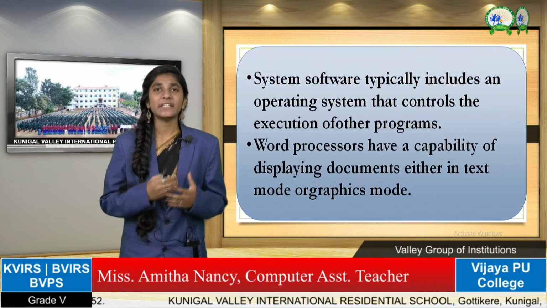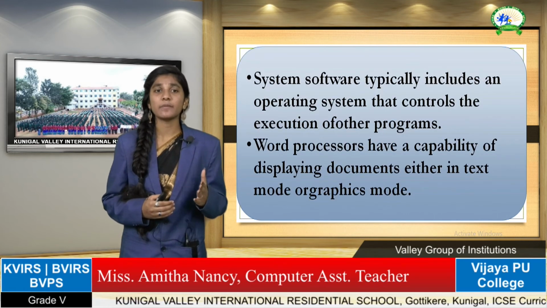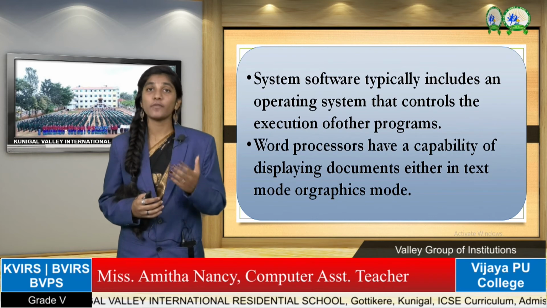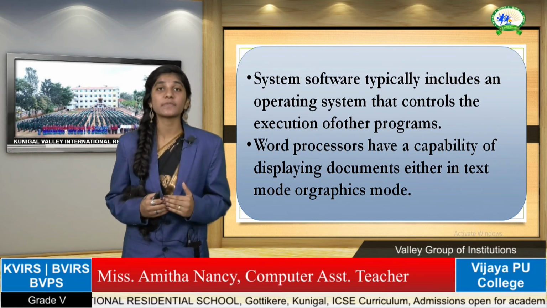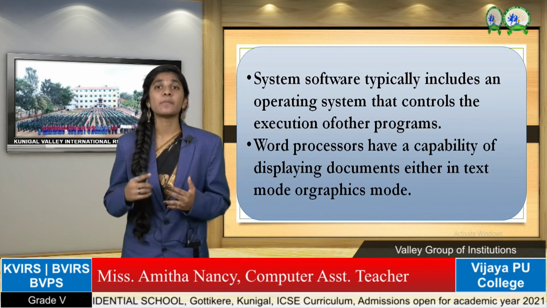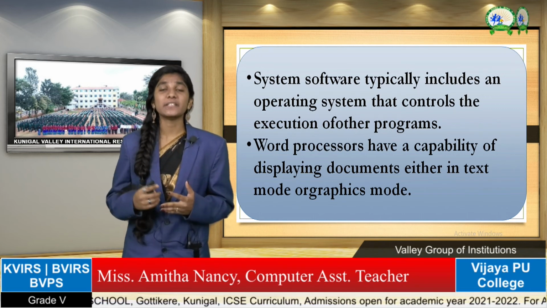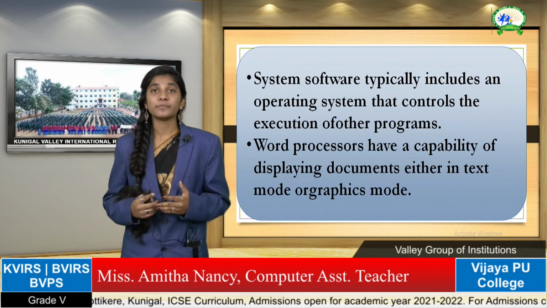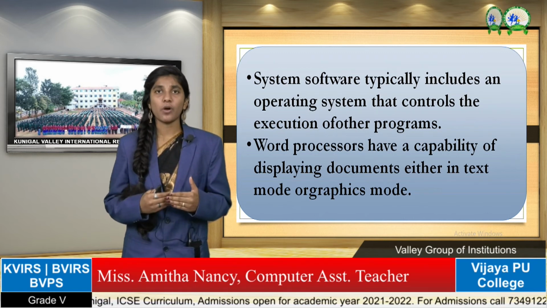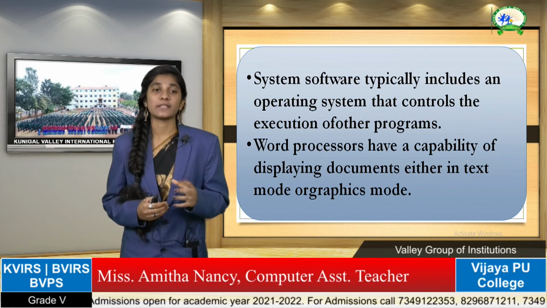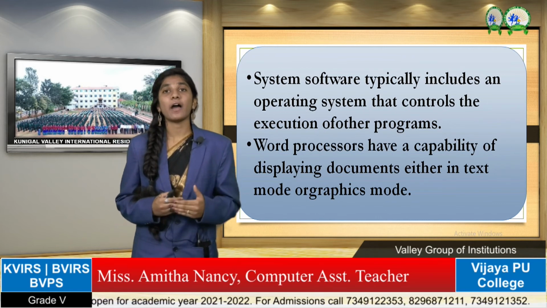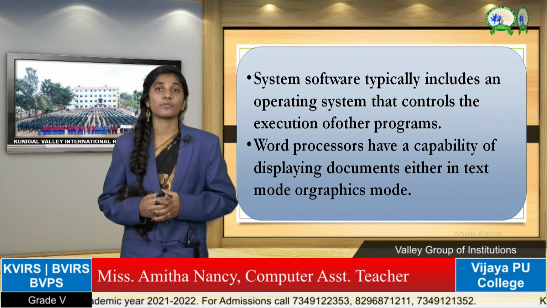System software typically includes, we know, the operating system that controls the execution of other programs. Under operating system we have many types, that is single user operating system, multi-user operating system, multitasking operating system, and so on. All these things you have to know, which performs which task.